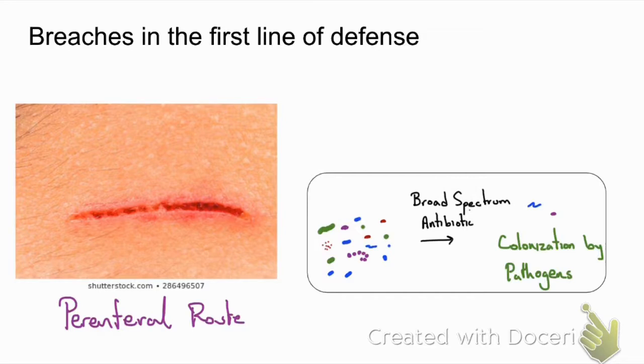And so in the next video, we're going to begin to dissect how the rest of the innate immune system, particularly that second line of defense, begins to protect against infection in these two cases.